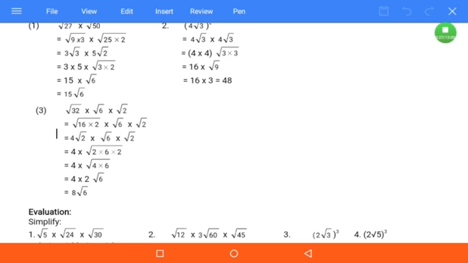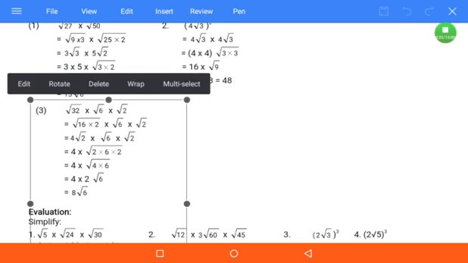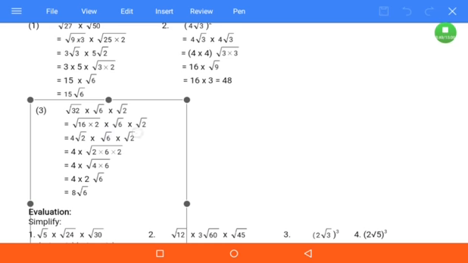You have 4 root 2. Okay, so you have 4 root 2 plus 1 root 2. That will give us what? 5 root 2 because they are like. Okay, sorry. We are multiplying. You have to multiply everything in the surd. So you have 4 times root 2 times root 6 times root 2.